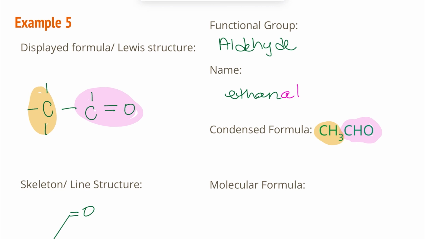Our molecular formula is just going to be that I have 1, 2, so 2 carbons, H4 hydrogens, and 1 oxygen. And again, our molecular formula doesn't tell us information about the structure, which makes it harder to tell the functional group.